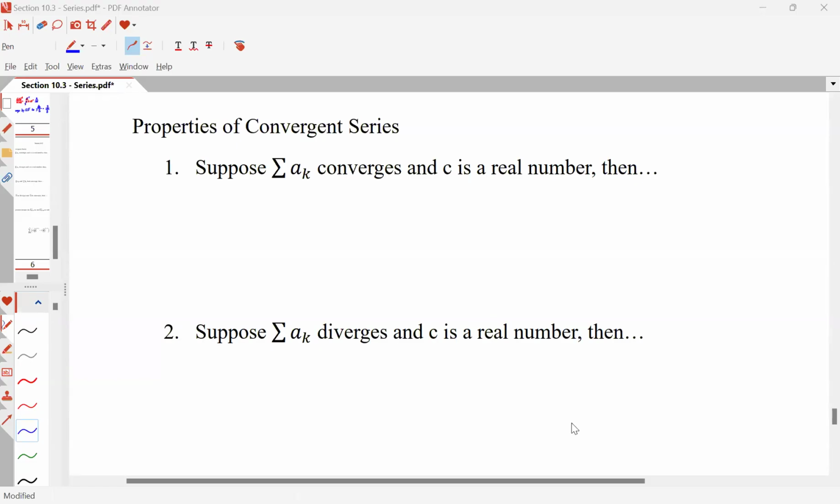Hello. In this video, we are going to take a look at some properties of convergent and divergent series that we know, and look at one more example of using the geometric series tests. So, the properties of convergent series: suppose we have a series that converges and we have a real number, then I can multiply by that real number. And that is just the same as passing it through the series, and this still converges.